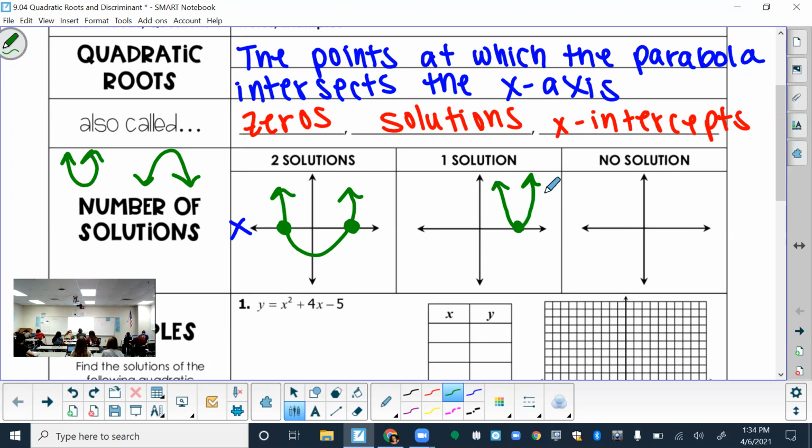If it's no solution, how many times does the parabola touch the x-axis? 0 times, right? No times does it touch the x-axis. So here is an example of what that might look like. Since the x-axis is that horizontal axis, and it doesn't touch it at all, that's why there's no solution, if it looks like that. All right, any questions about the vocabulary?